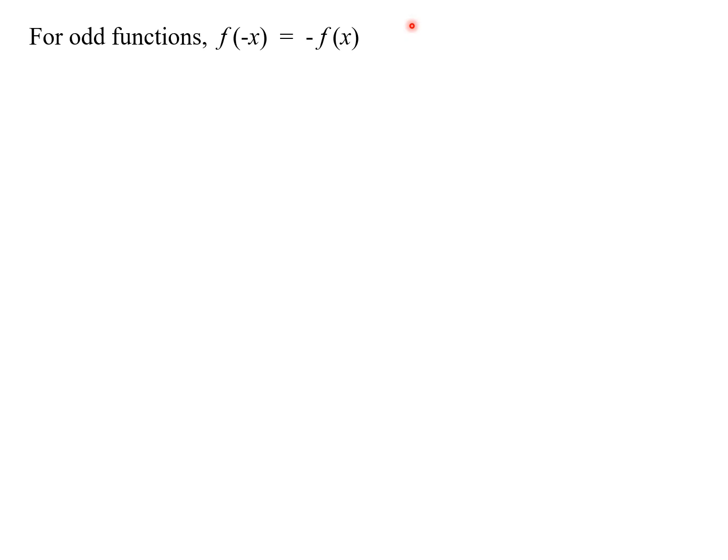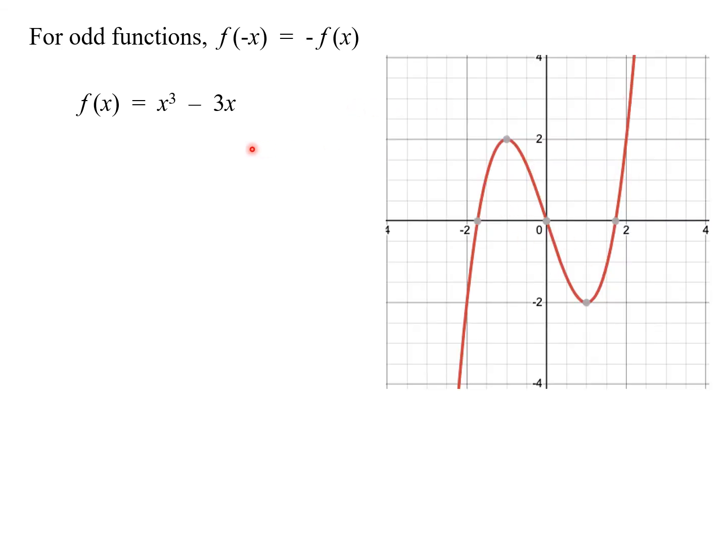For odd functions, the property is f of negative x is equal to negative f of x. Now let's show that with the original example of an odd function, which as you recall looked like this. I'm going to find f of negative x by inserting negative x in for x. Negative x cubed is negative x times negative x times negative x, which is negative x cubed. And then negative 3 times negative x is positive 3x.